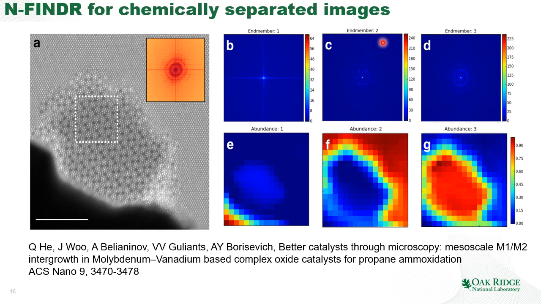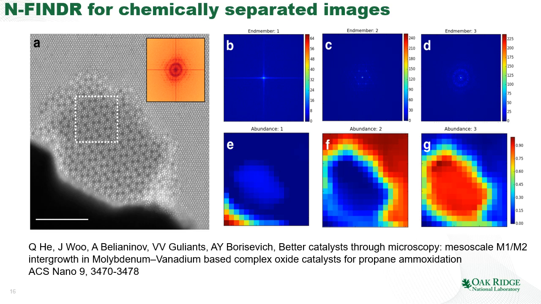The second component has a beautiful Fourier transform, so a very nice hexagonal structure. And it turns out that this is localized exactly in the place where there is the M1 phase of the material. And finally, the third component is localized within this grain, and this is the M2 phase, and now you can see that there is no well-defined Fourier transform. There is a clear radial distribution function, but from the point of view of the Fourier transform, this material seems to be amorphous.